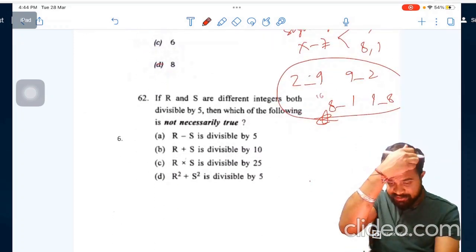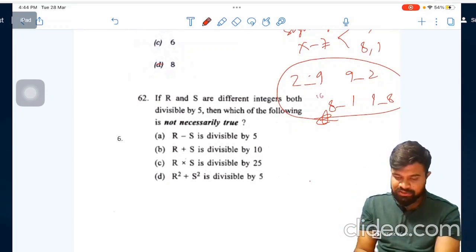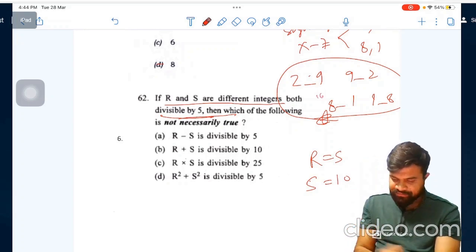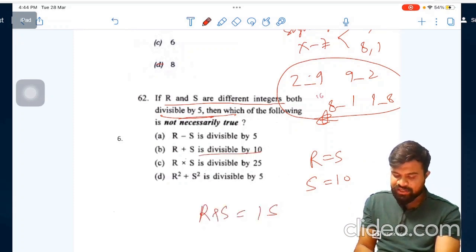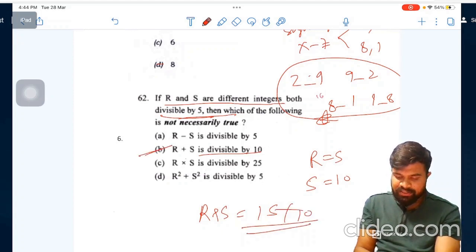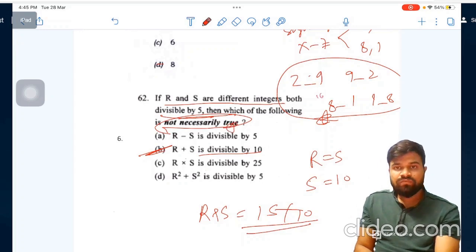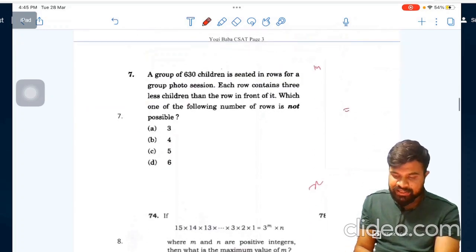Sixth question, it is quite easy. If we do it using assumption, suppose r and s are different integers, both divisible by 5. Let us suppose r is equal to 5 and s is equal to 10. Okay, so r minus s is minus 5, divisible by 5. Yes. r plus s is divisible by 10? r plus s is equal to 15. That is not divisible by 10. Therefore, B will be the answer. We are here finding what is not necessarily true. So the art of assumption will help us to negate these things.